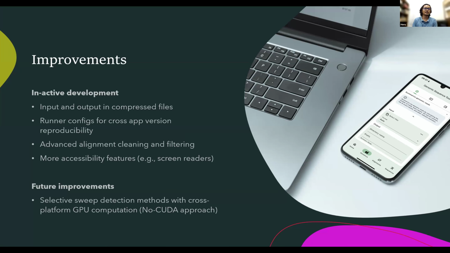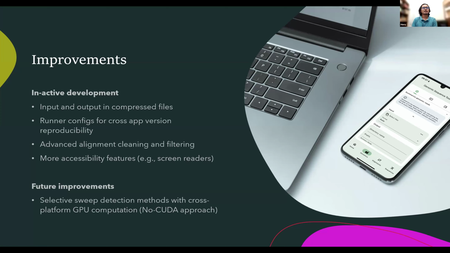We have some ideas in mind, such as advanced alignment cleaning, and also trying to detect selective sweeps, so that we can start working with whole genome data. We welcome collaboration, and also any feedback you might have about this.